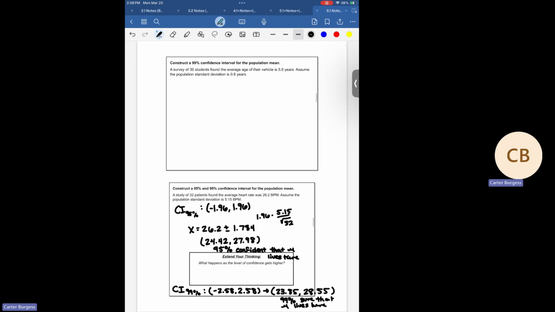All right. Questions with calculating confidence intervals? Again, hopefully very much just a natural extension of what we were doing in Unit 5. Not too crazy.